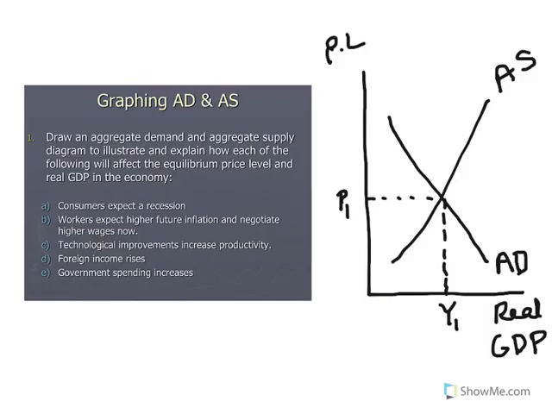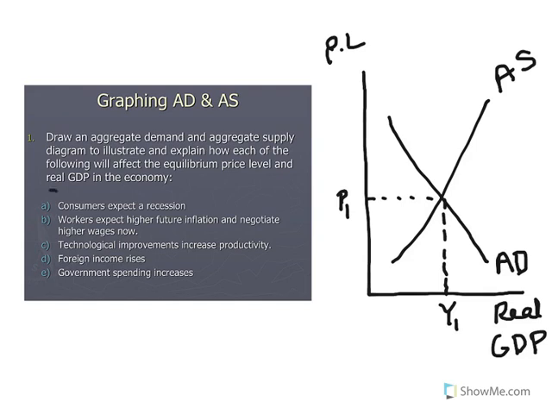All right, now let's get some practice. Now that we've talked extensively about both aggregate demand and aggregate supply, let's put them together to see how non-price determinants changing can alter the equilibrium level of real GDP and the price level in the economy.